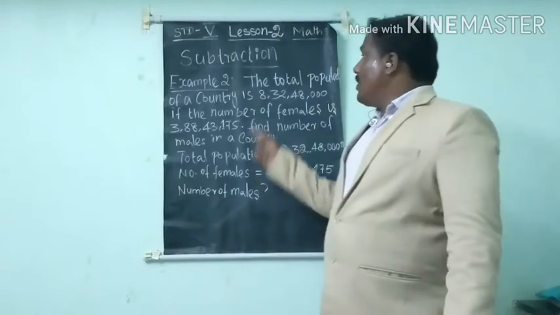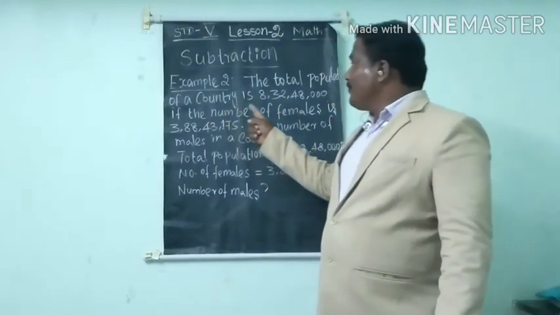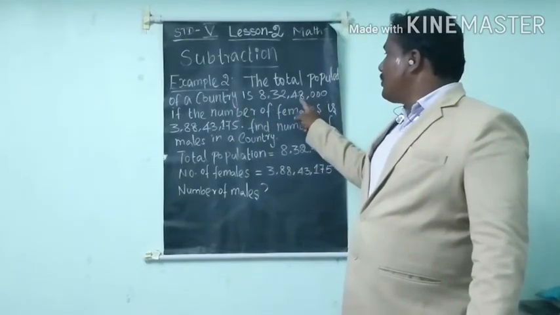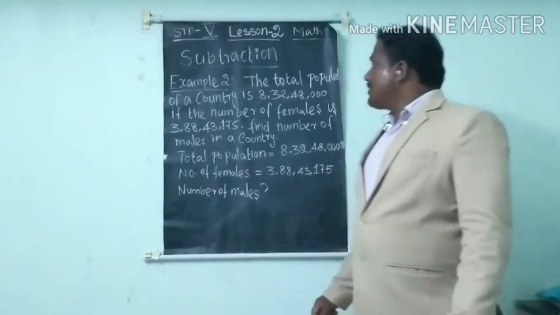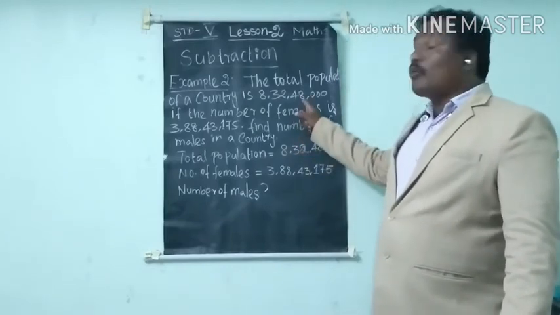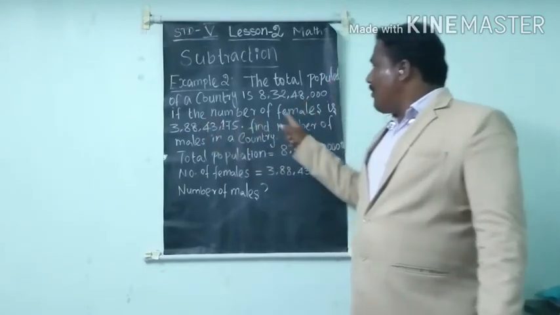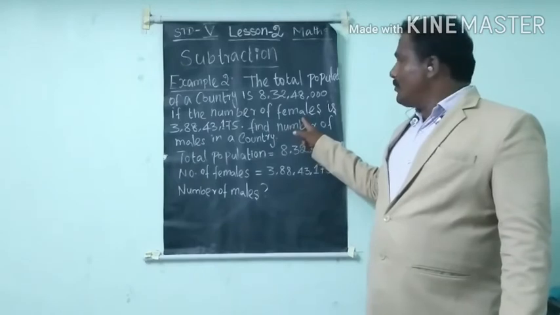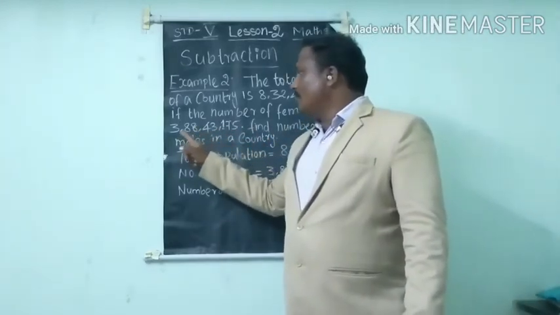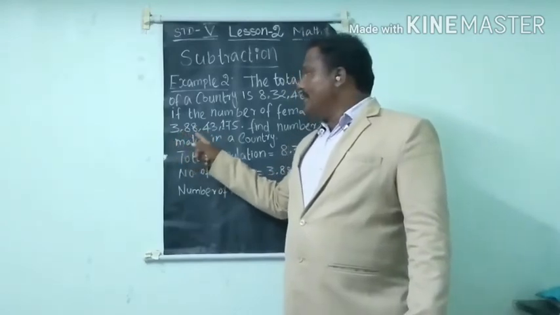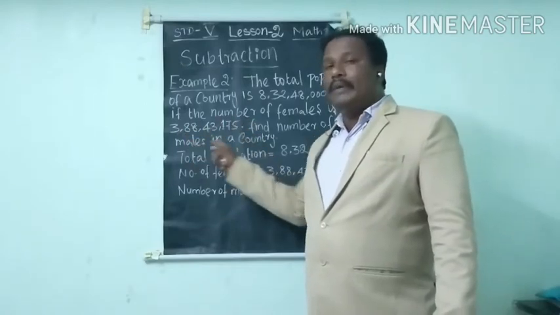Let us see the total population of a country. Using the place values ones, tens, hundreds, thousands, ten thousands, lakh, ten lakh, crore, the total population is 8 crore, 32 lakh, 48,000. Now the female count is 3 crore, 88 lakh, 43,175.